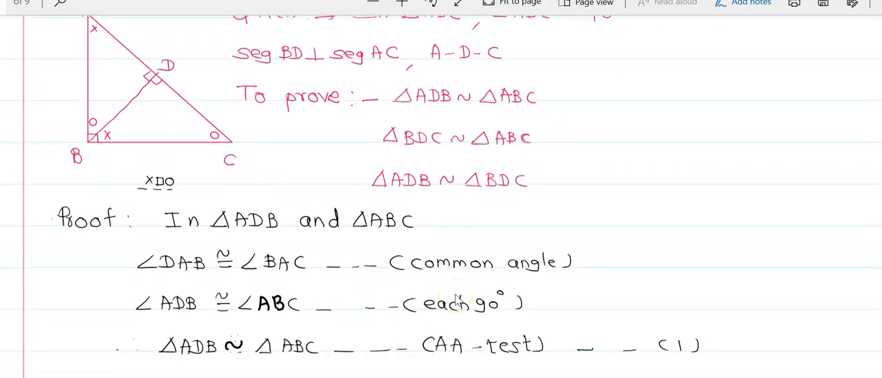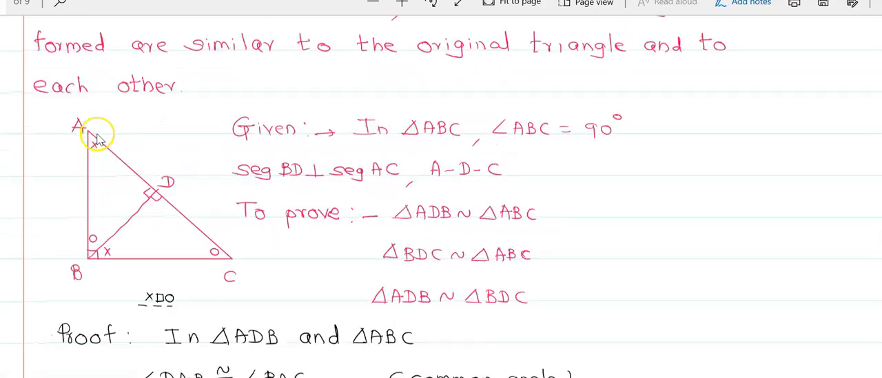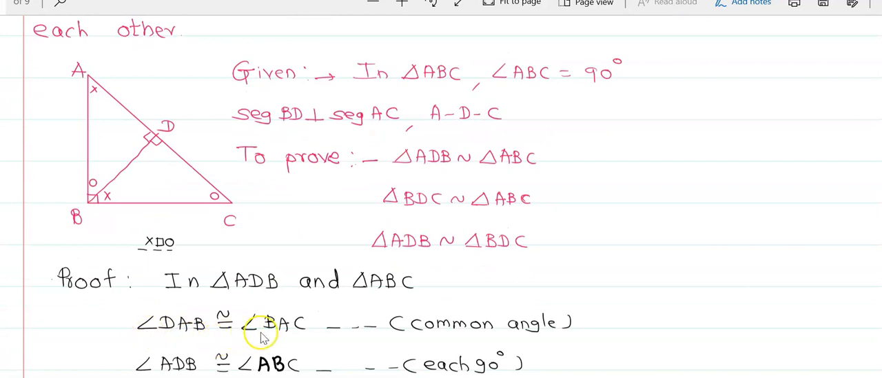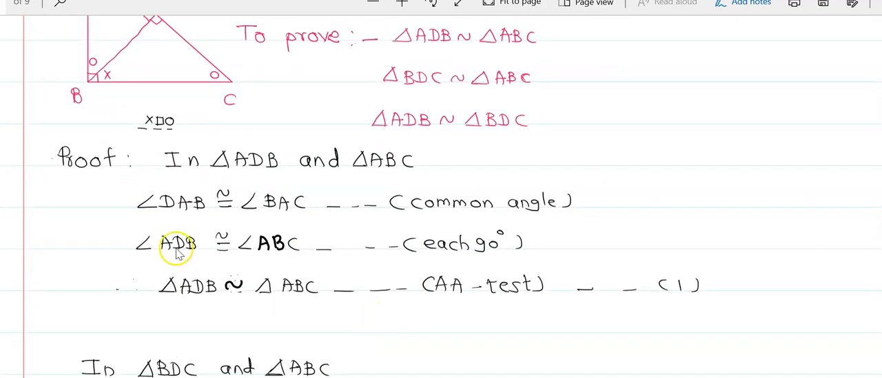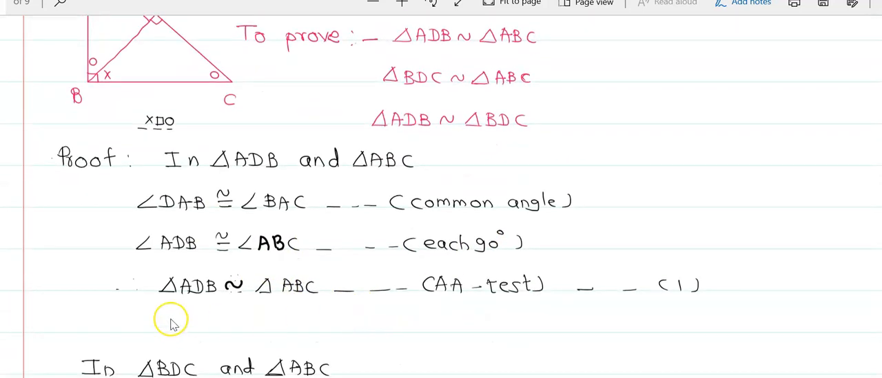Now we will prove it here. I had written the sequence for my convenience, to remember: the cross, 90 and the circle. Therefore, for triangles ADB and ABC, angle A is common, angle DAB is congruent to angle DAC, which is common. Angle ADB and angle ADC are 90, and therefore triangle ADB is similar to triangle ABC by the angle test.